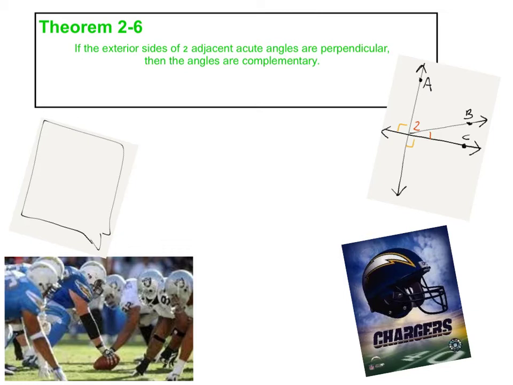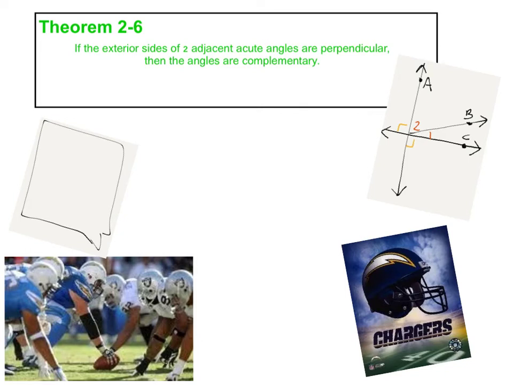in a very complicated fashion, so we're going to read it a few times and use this diagram to help us figure it out. Here's what it says. If the exterior sides of two adjacent acute angles are perpendicular, then the angles are complementary. What? If the exterior sides of two adjacent acute angles are perpendicular, then the angles are complementary.